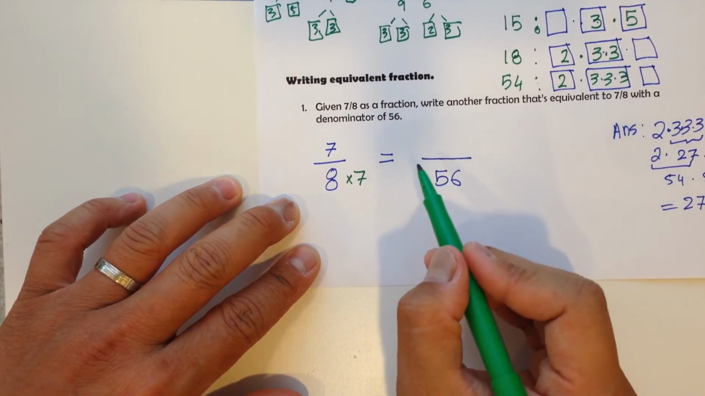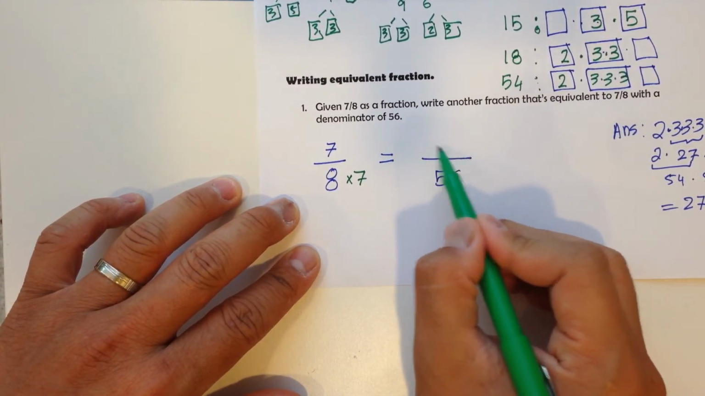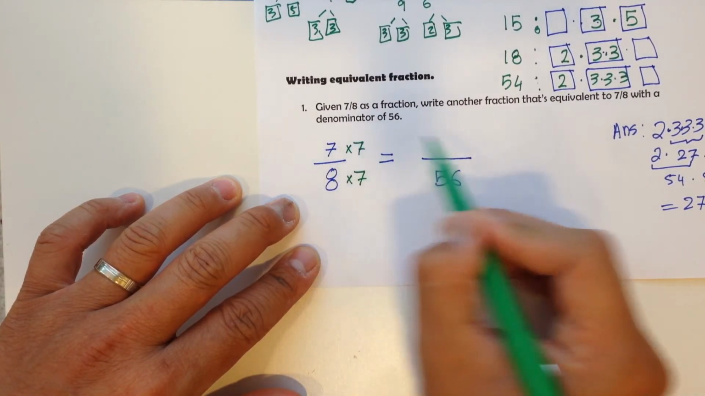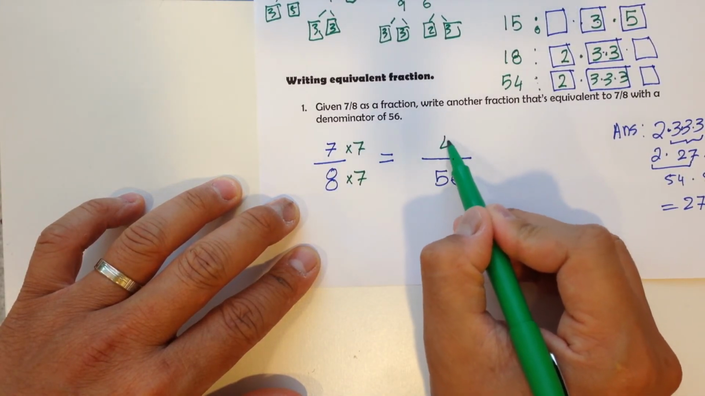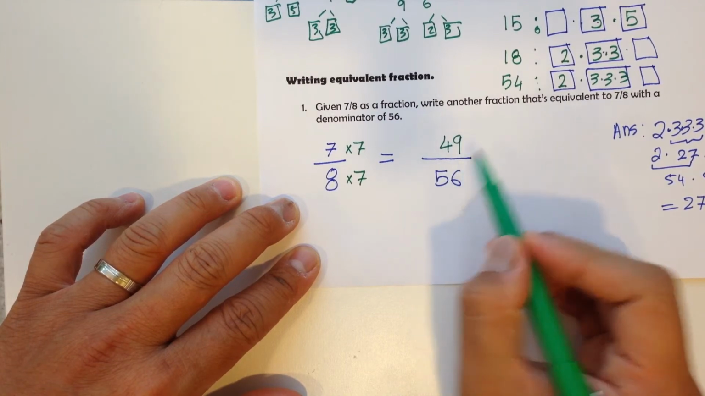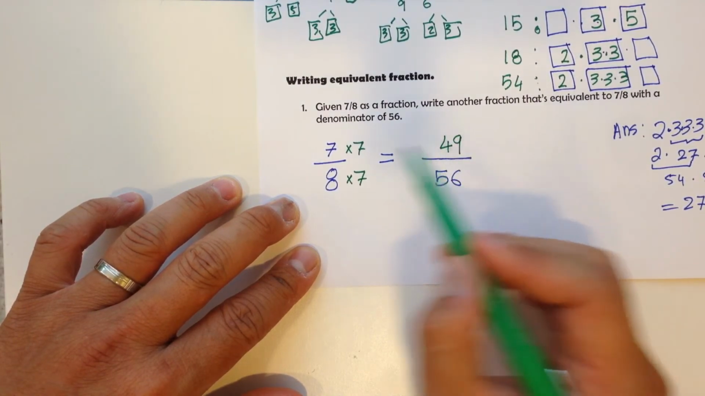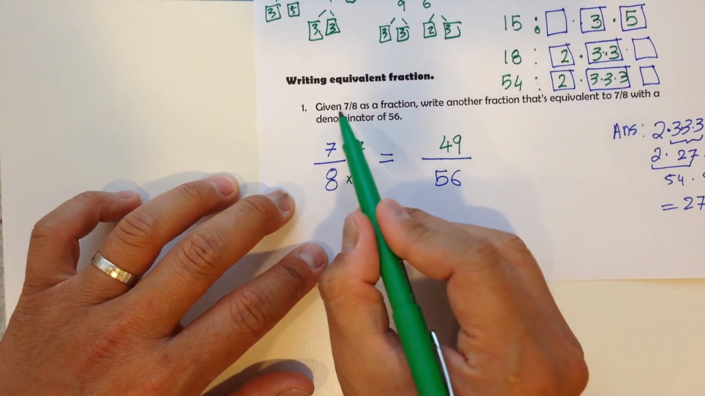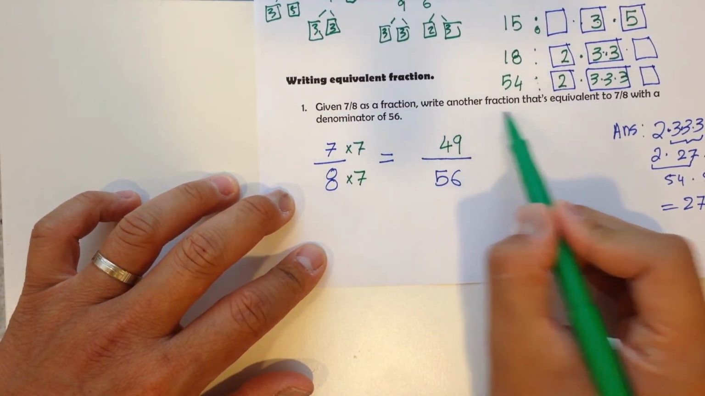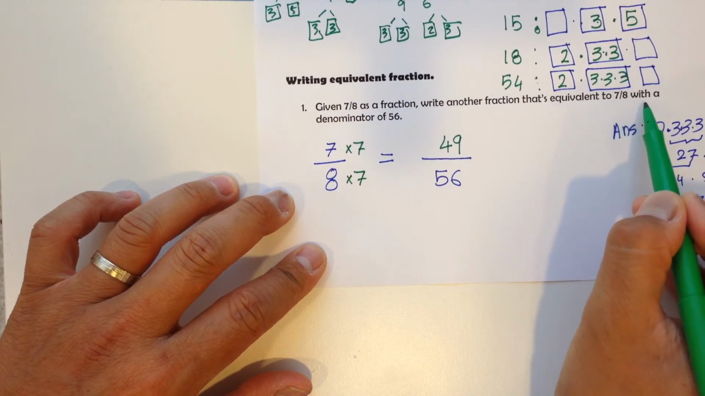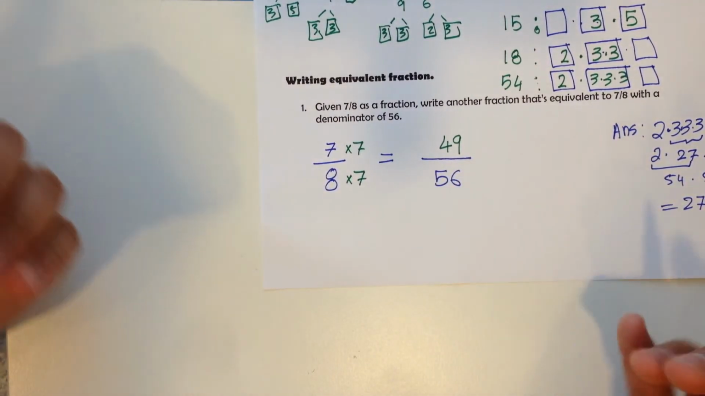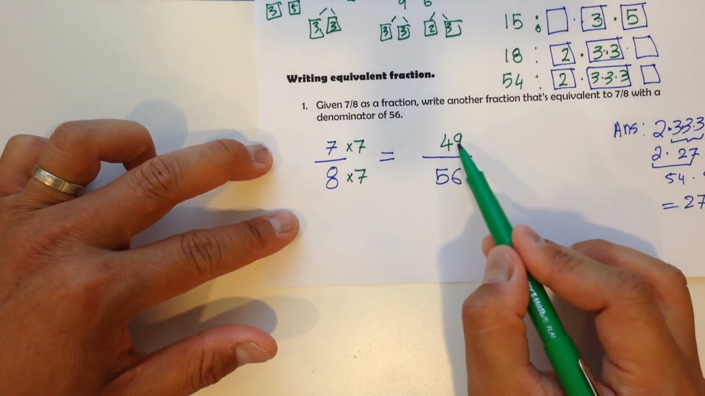So therefore, in order to find this number, I'm going to have to multiply the numerator by 7. So 7 times 7 would be 49. Alright, so 49 over 56 is another fraction that would equal 7 over 8. Alright, and that's what we mean by write another fraction that's equivalent to 7 over 8 with a denominator of 56. So you know the denominator, you just need to find pretty much the top number.